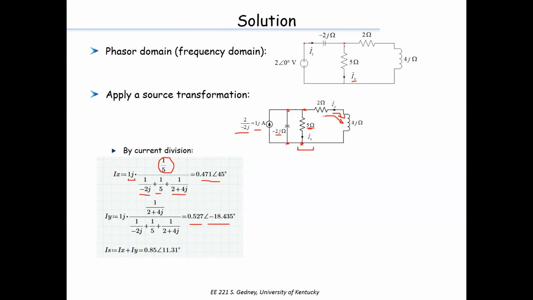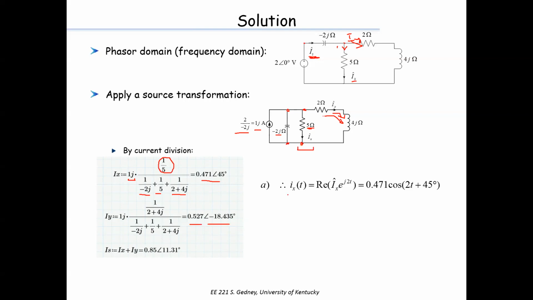From that, knowing Ix and Iy, I could also find my Is, the source current from this Thevenin source, which is the sum of Ix plus Iy, right? And that gives me 0.85 angle 11.31 degrees.